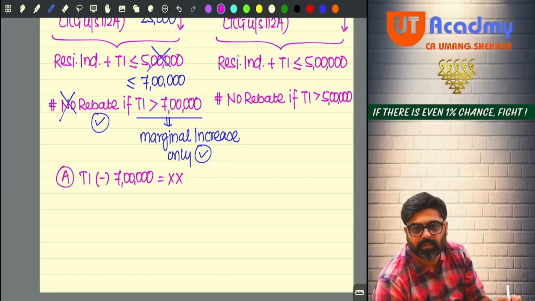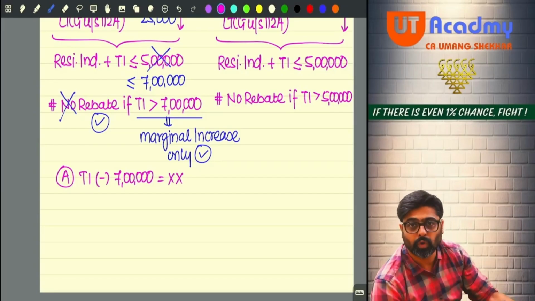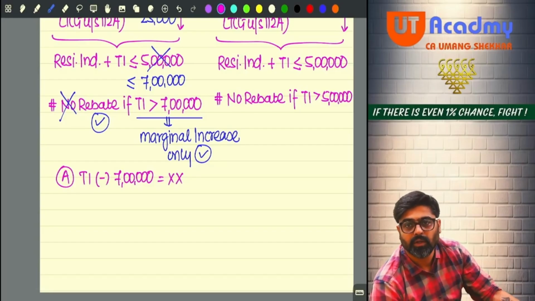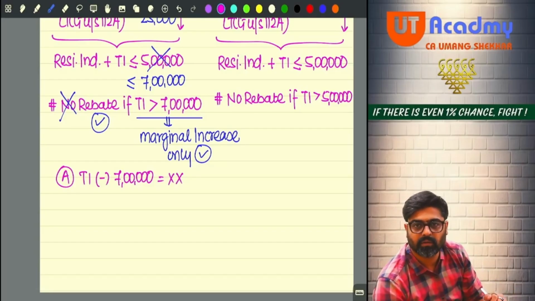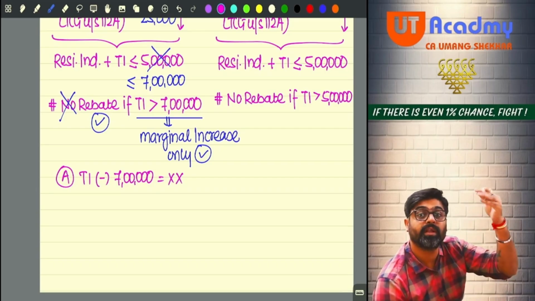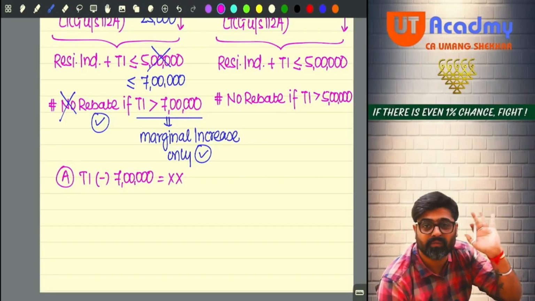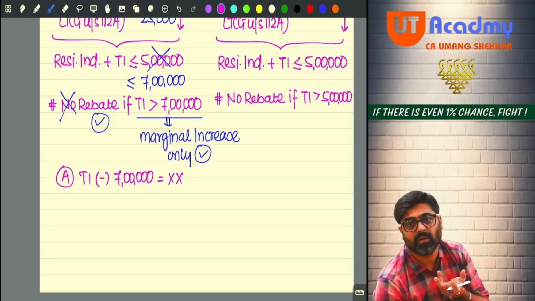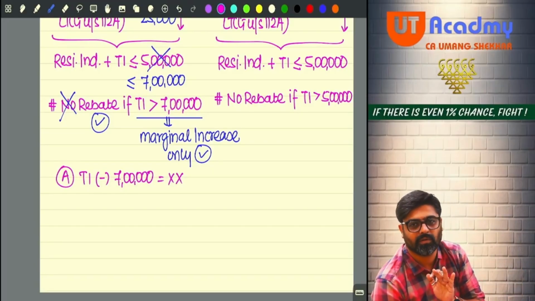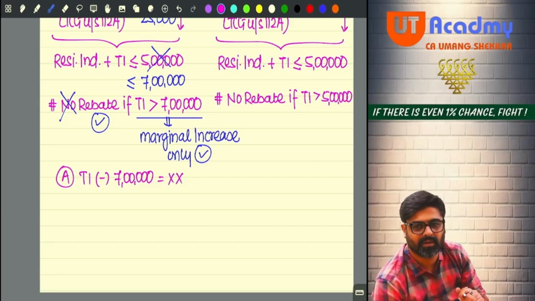Okay. For example, total income is 7 lakh 5,000. Everyone, total income is 7 lakh 5,000. So 7 lakh 5,000 minus 7 lakh. How much total income is more than 7 lakh? Only 5,000. So your total income increased by only 5,000. And you are not going to get rebate? No, no, no, no. We are still going to give you rebate.